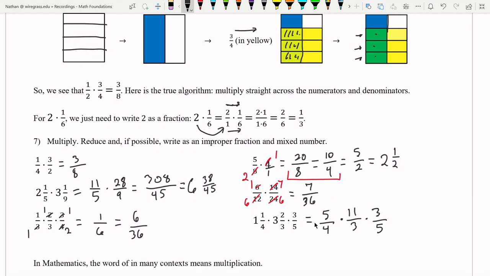Okay, I can cross cancel. I'll do it in red here just to make it a little bit clearer. 1 and 1. And I can also reduce by 3 here and 3 here. Okay, that gives me 1 times 11 is 11, times 1 is 11. 4 times 1 is 4, times 1 is 4. 4 can go in 11 twice, with 3 remaining. 2 and 3/4 is my solution there.